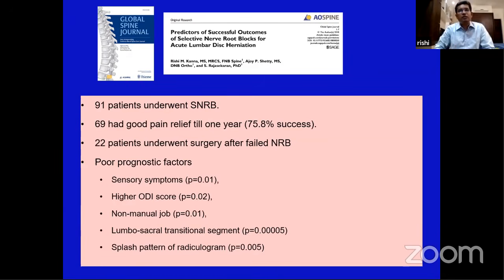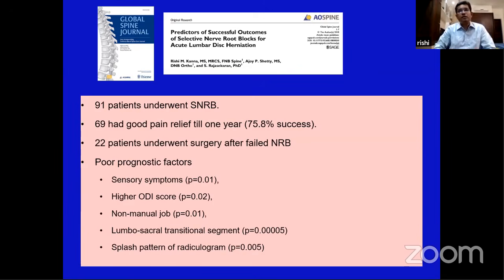At the end of 1 year, we found that among these 91, 69 patients had good pain relief. Their VAS score was almost 1 from a score of 8 or 9 before having the injection, and this was maintained at the end of 1 year. So we had a success percentage of almost 76%. Only 22 patients had a failed nerve root block. Despite the root block, they continued to have pain or they had a recurrence of pain very soon and they had to be operated with a microdiscectomy.